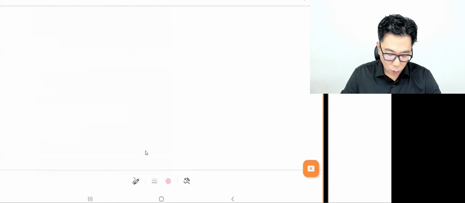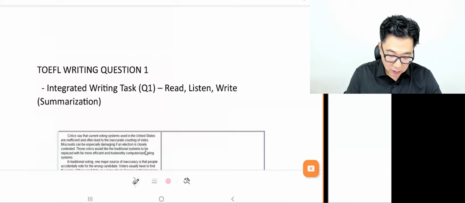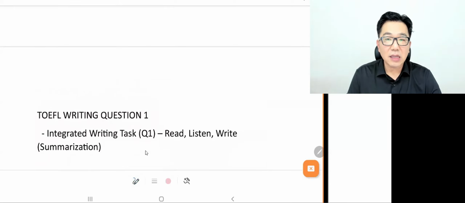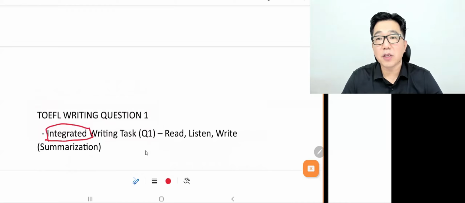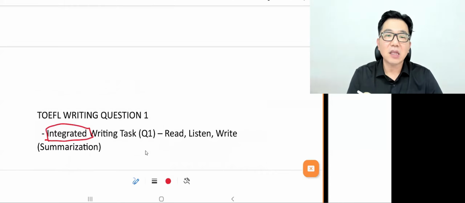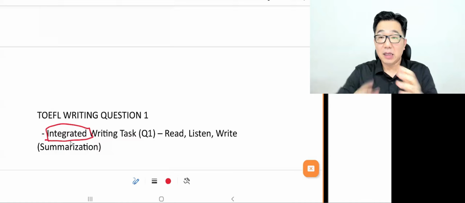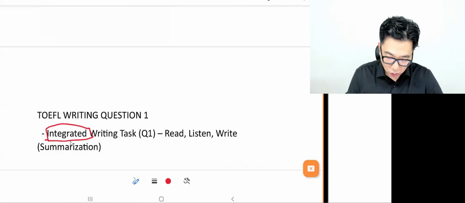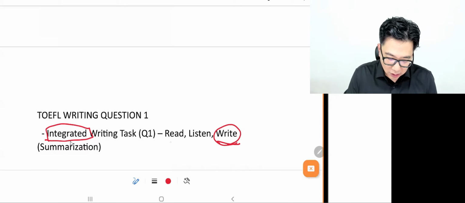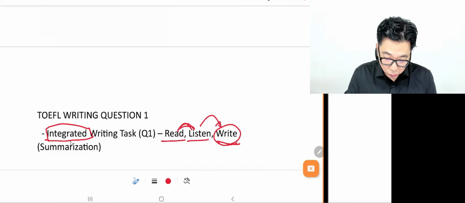All right. So question one, as I said, is the integrated writing task, okay? So obviously you've heard of integrated tasks before. We've just done a bunch of them in the speaking section. Question two, question three, question four. Three questions out of four in the speaking section were called integrated speaking tasks. And just like in speaking, in writing, it's the same. It's combined. It's integrated. So you are not just showing your writing skills. You need to show your reading skills, listening skills, and combine these two skills into your writing, okay?